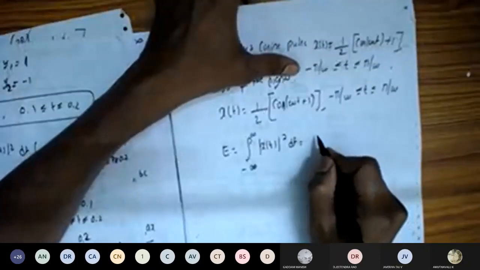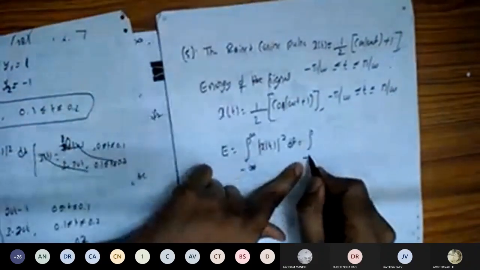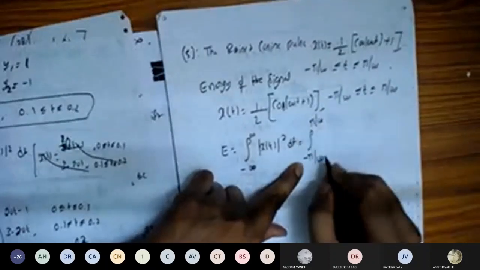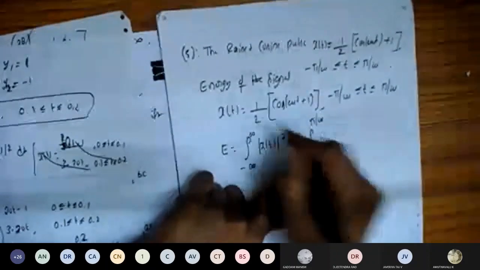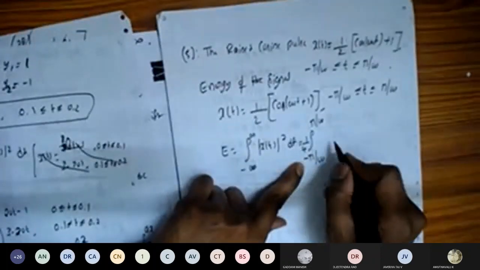X of t is 1 by 2. So integral, the limit is from minus pi by omega to plus pi by omega. Let us write the limit as it has been defined in the problem. So this whole square is there. So 1 by 2 the whole square, it will become 1 by 4 here. Since it's a constant, I'm taking it outside the integral.